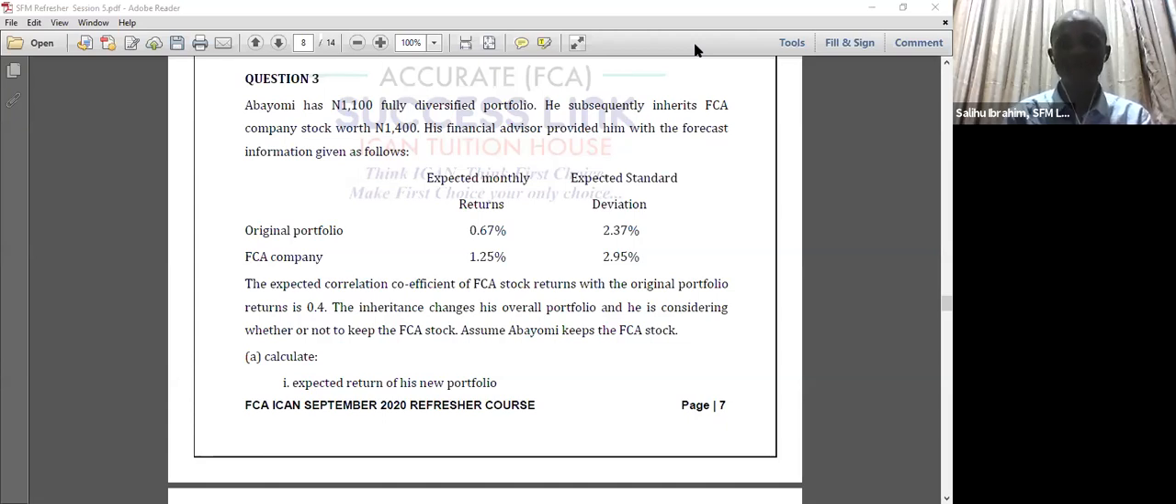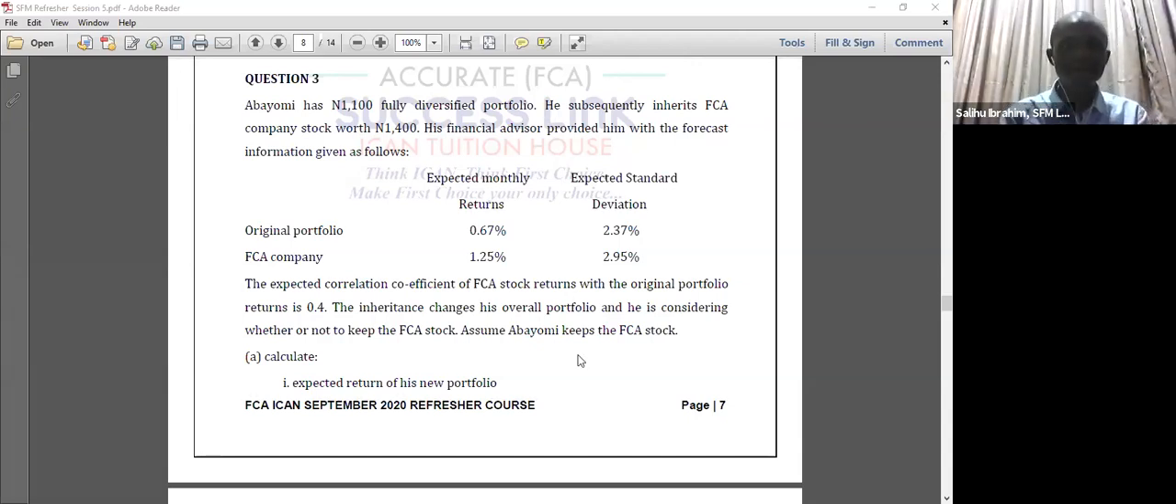Strong form efficient. We have 3 types of markets. We have the weak form, we have the semi-strong form, and we have the strong form efficient market. So it's form, not font. Strong form efficient. Okay, let us go to question number 3.